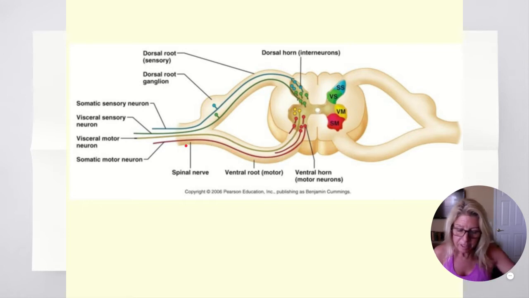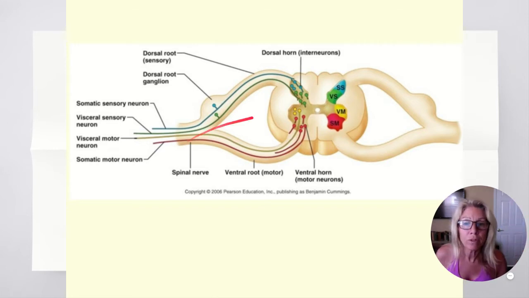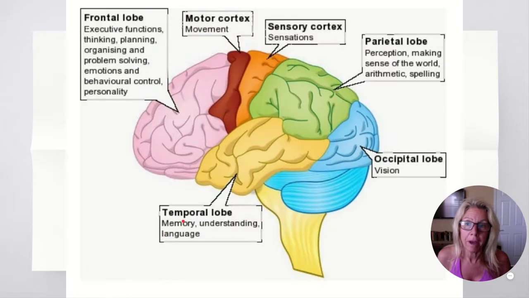So it sends sensory information to the brain, and it receives motor. This is what your spinal cord is doing. It's receiving motor information from the brain, motor output, and then the tracts cross over. The left side of the brain controls the right side and vice versa. All right, and we'll talk more about reflexes in just a little bit. Okay, now let's focus on the brain itself.